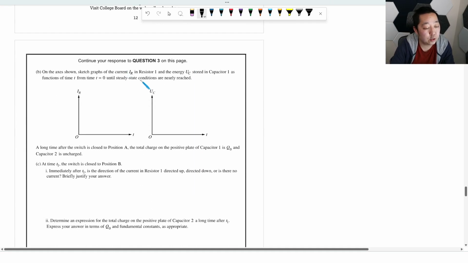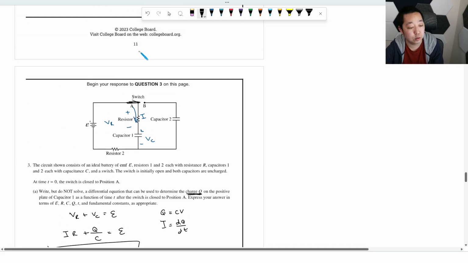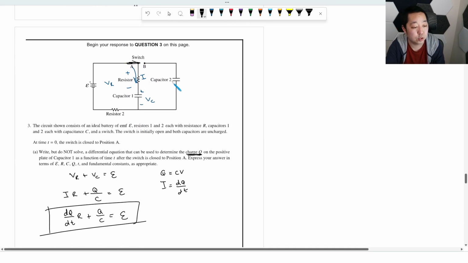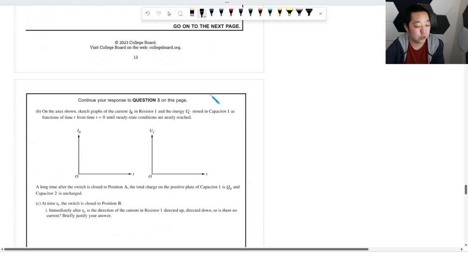On the axis, sketch the graphs of I_R in resistor 1 and the energy stored in capacitor 1 as functions of time until steady state conditions are reached. So current through the resistor. Initially you close it, current will start to flow because initially there's no charge across here, right? So it's 0. So the voltage across the resistor is the full epsilon initially when it's uncharged. So when you close it, you get a lot of current going through the resistor, and then it will decay to 0. So that is the current there.